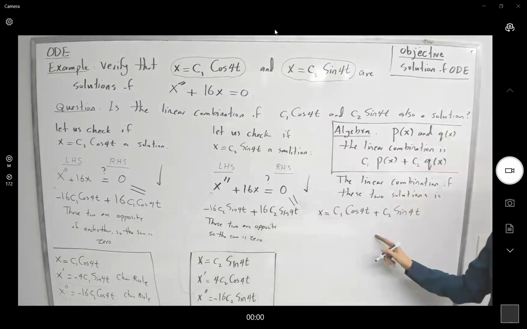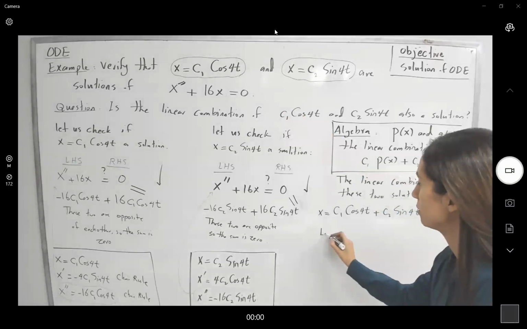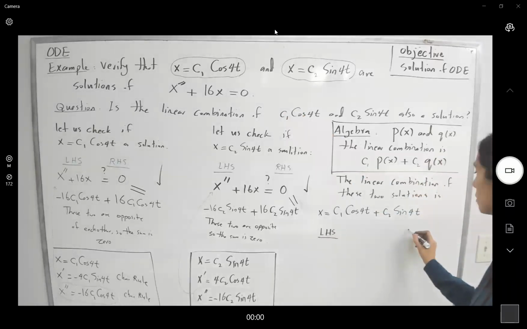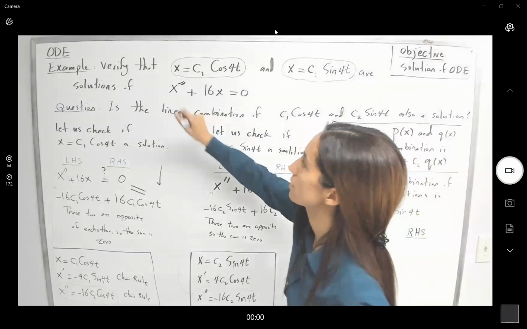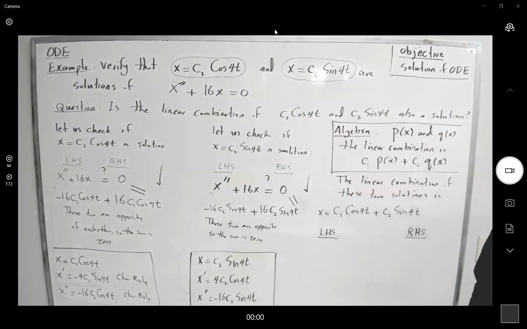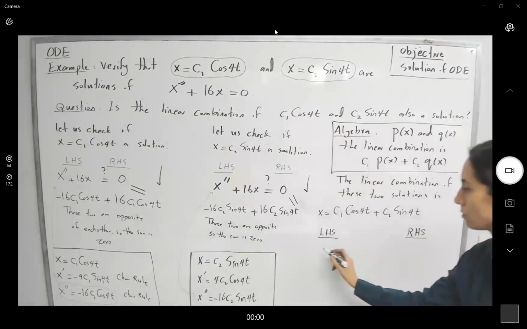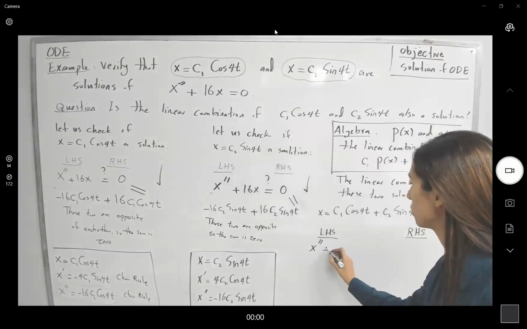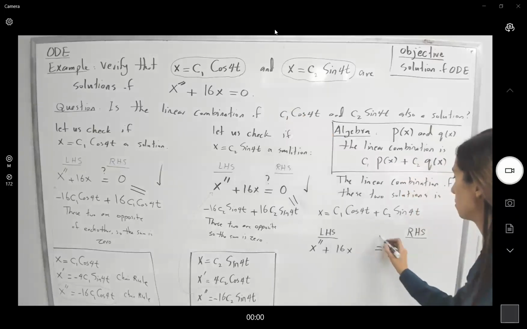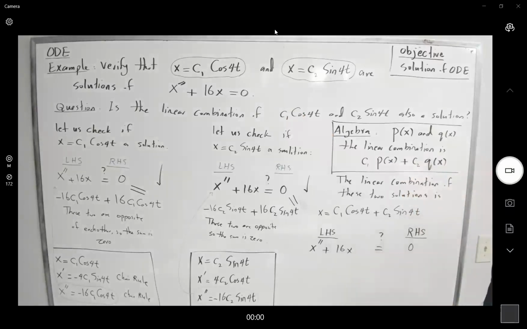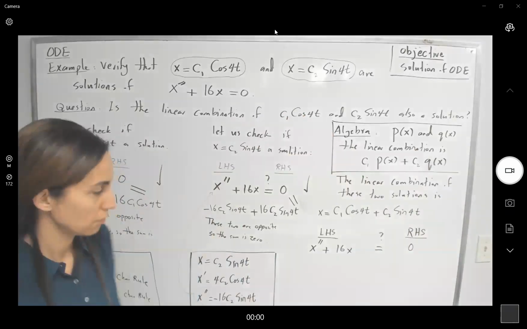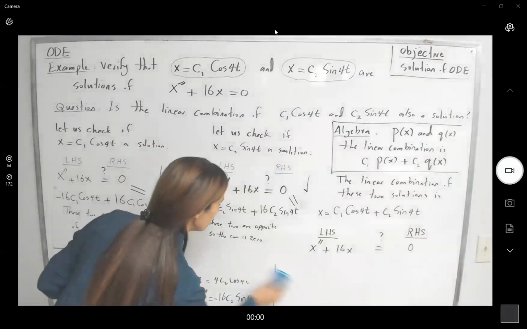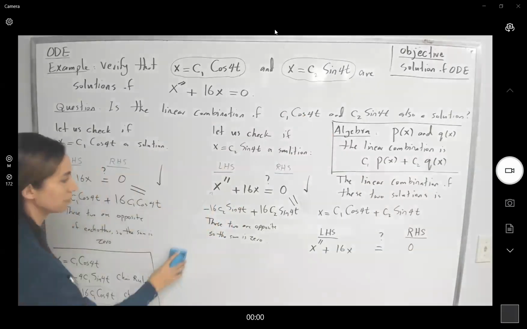So is this a solution for the differential equation? Well, you have left-hand side, you have right-hand side. On the left-hand side, you have the second derivative plus 16x. So is the second derivative plus 16x equal to 0 or not? Well, you have your x. Now start taking the derivative. I'm going to write this down here for you. I need a little bit more space.